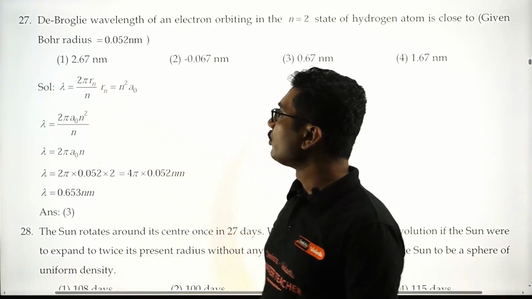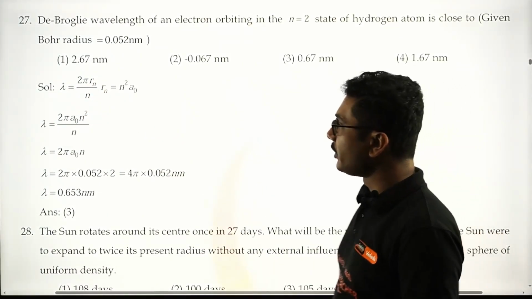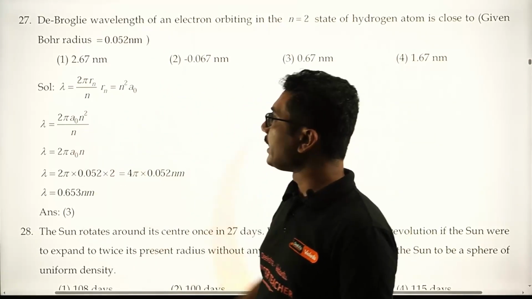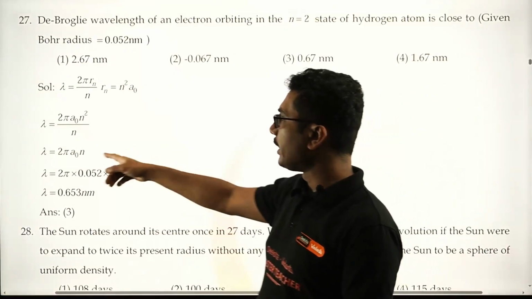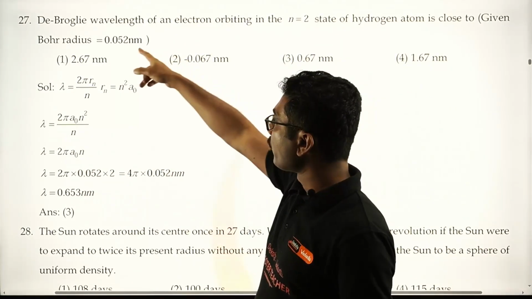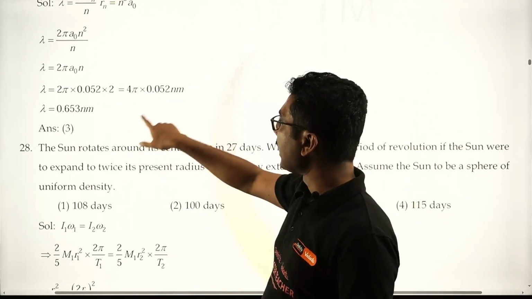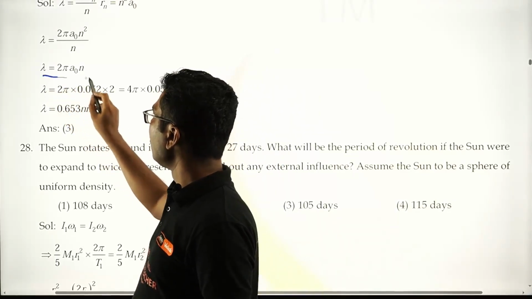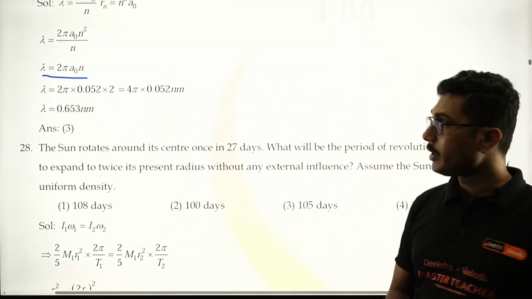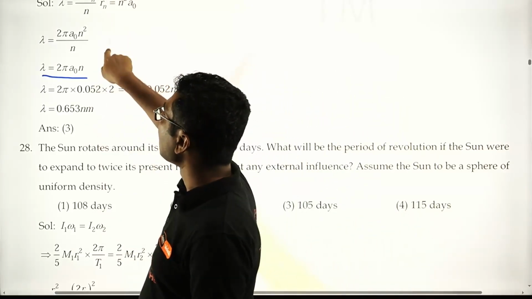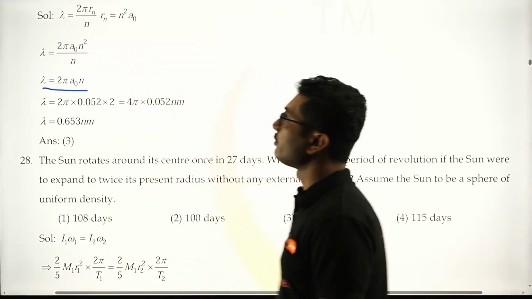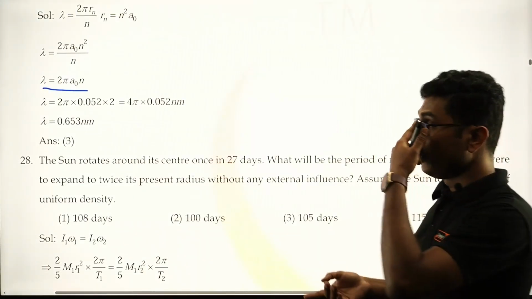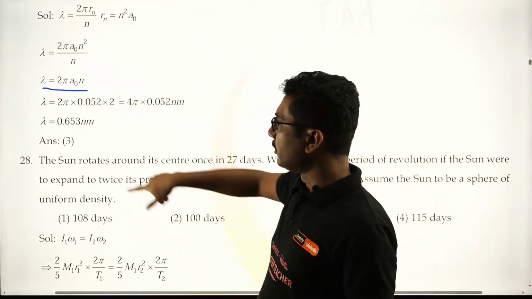Okay, so lambda is equal to 2 pi Rn by n, Rn is equal to n square A naught, right? Rn is proportional to n square, so if you put that value you will get 2 pi A naught n square by n, that is 2 pi A naught into n. Now Bohr radius is given 0.052 nanometer, put that value and you calculate it to be 0.653 nanometer. Okay, generally this is a standard formula. If you remember this standard formula, it is just a one line problem, but if you don't remember this formula and want to start from here, then you have to put this back into this equation, because Rn is not given, it is given in terms of A naught. Okay, so you have to use this formula.